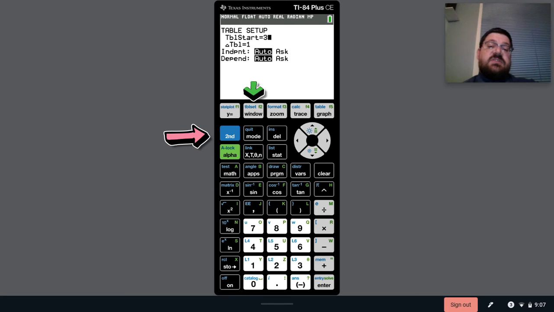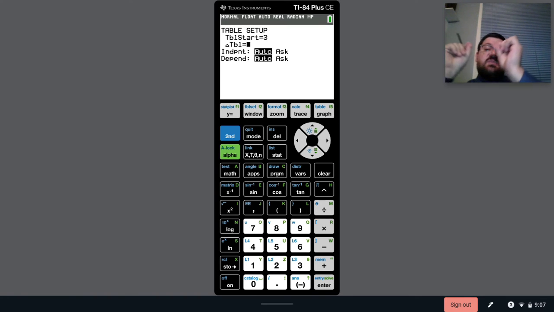So our table start is 3, and our delta table, we need to be really close to 3, so our delta table has to be really small. Our table needs to go up and down from 3 only a little bit. So I'm going to use, let's see, 10th, 100th, 1000th, 10,000th, 100,000th.